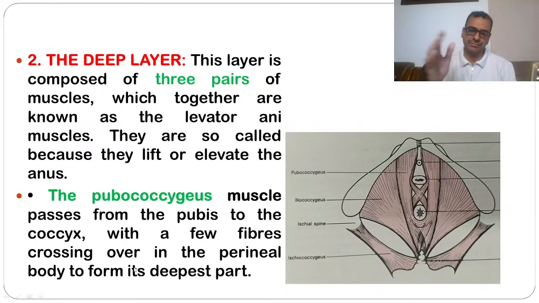Then the deep layer of muscle is composed of three paired muscles which together are known as levator ani muscles. So what is levator ani muscle? This is a group of muscles. They lift or elevate the anus. That's why they are called levator ani. One is pubococcygeus muscle. It passes from the pubis to the coccyx.